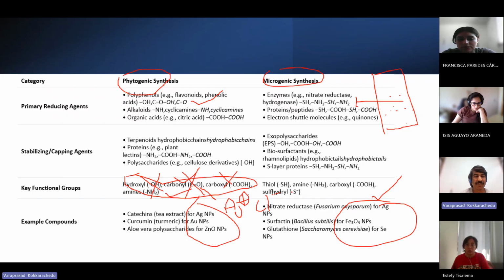Here also, the bacterial liquid has more thiol groups. This is also useful for synthesis of nanoparticles. If they don't have these functional groups, we can't get the nanoparticles. Understand?